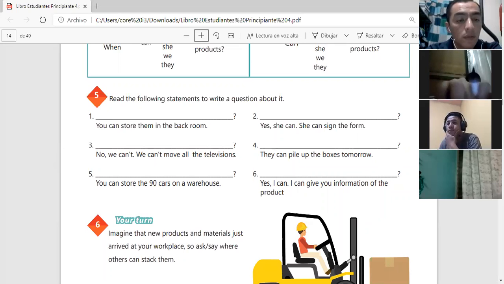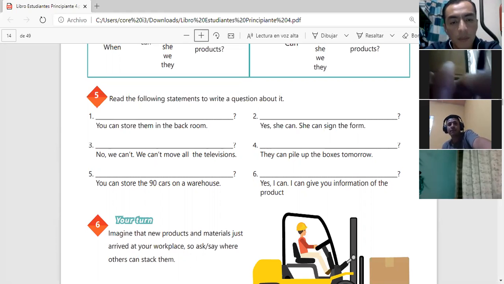Joshua. It says you can store the 90 cars in a warehouse. Can you store 90 cars in the warehouse? And the answer, if you ask me that question, my answer is yes or no. But here you don't have yes or no.